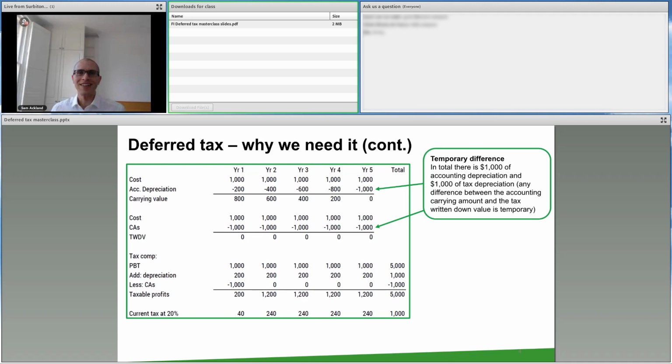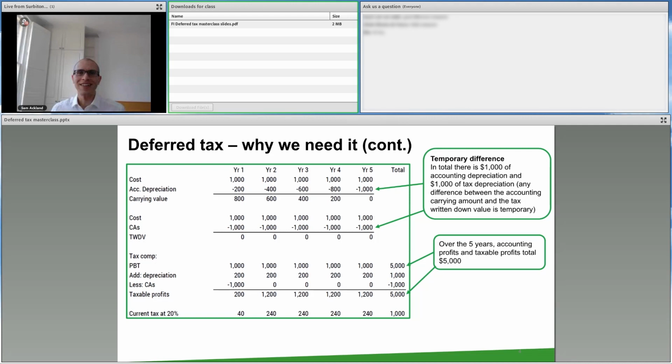You can also see here that over the 5 years, the accounting profits total 5,000. Now, we made up a profit before tax of 1,000 every year, and of course, for 5 years, that is $5,000. What about the taxable profits, though? Well, we saw that we had very low taxable profits in year 1, but they went up in years 2, 3, 4, and 5. Now, once we total the 5 years, of course, we have 5,000 of taxable profits, which is the same as the accounting profits.